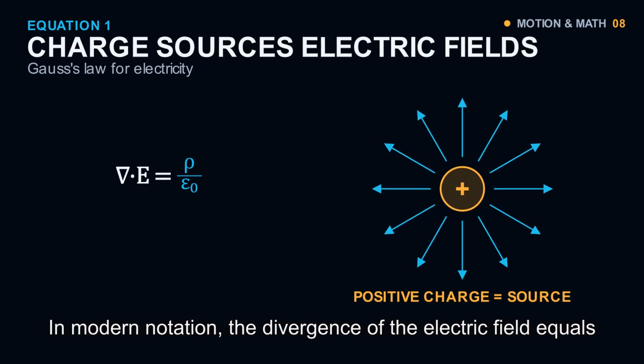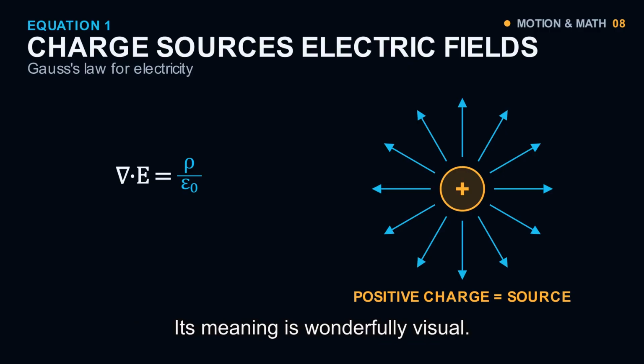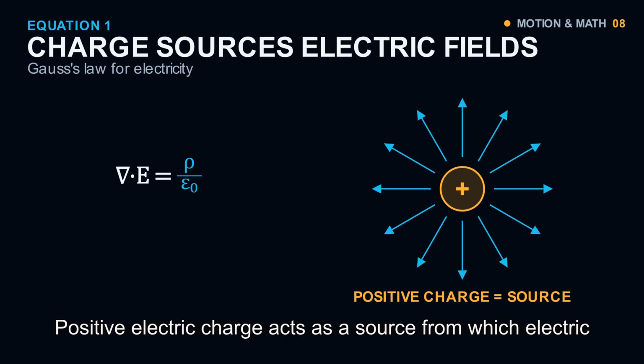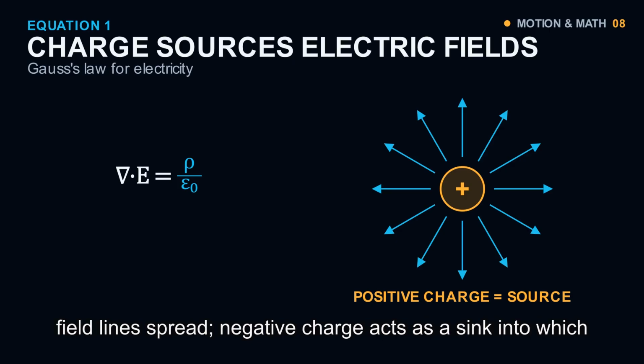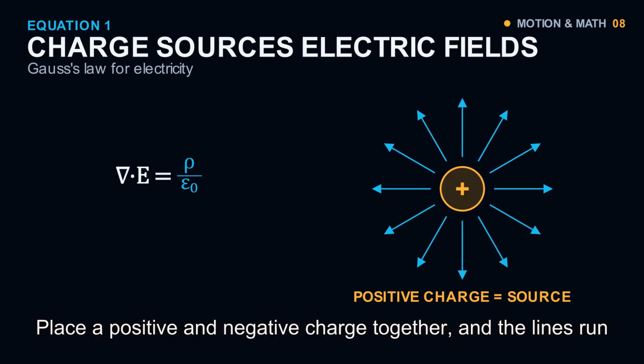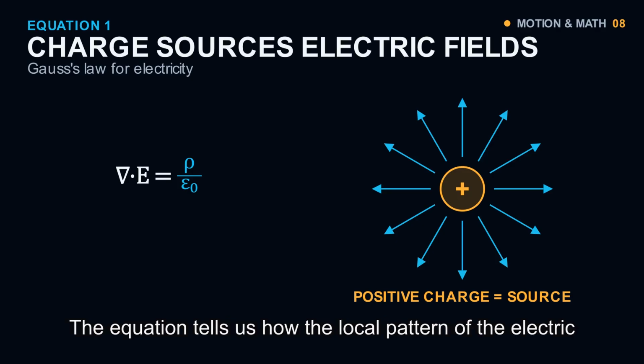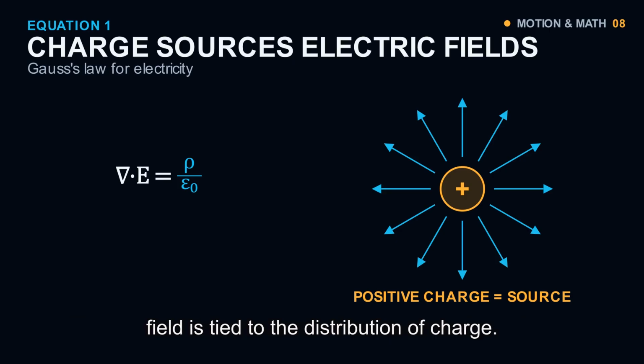The first equation is Gauss's law for electricity. In modern notation, the divergence of the electric field equals charge density divided by epsilon naught. Its meaning is wonderfully visual. Positive electric charge acts as a source from which electric field lines spread, negative charge acts as a sink into which they converge. Place a positive and negative charge together, and the lines run from one to the other. The equation tells us how the local pattern of the electric field is tied to the distribution of charge.